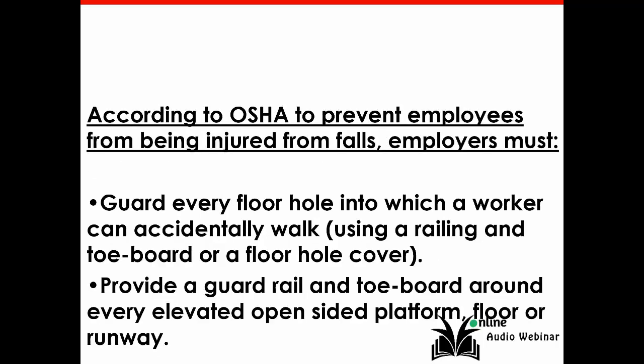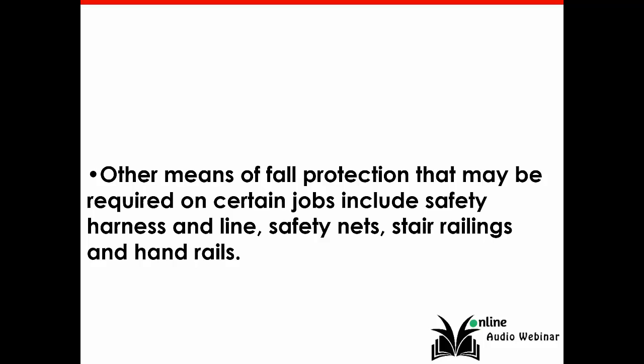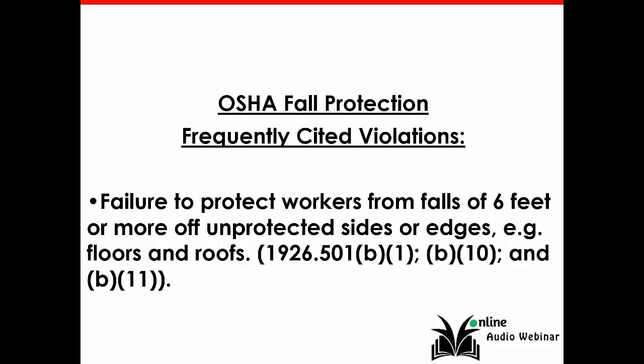Now, according to OSHA, to prevent employees from being injured from falls, employers must guard every floor hole into which a worker can accidentally walk. Here's a good example of a top rail, a mid rail, and a toe board. Other means of fall protection that may be required on certain jobs include safety harnesses and lines, safety nets, stair railings, and handrails.